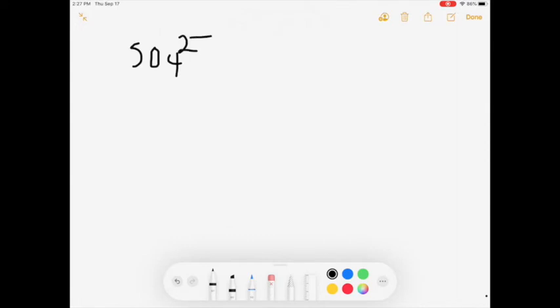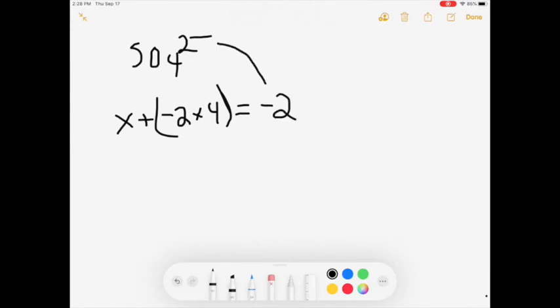The oxidation number for sulfur. So we're going to put X, and then oxygen's oxidation number is negative 2, and there's 4 of them. So negative 2 times 4. And then since it has a charge, it's a polyatomic ion, we're going to set that equal to the charge on the polyatomic ion. So just rewrite that down there.